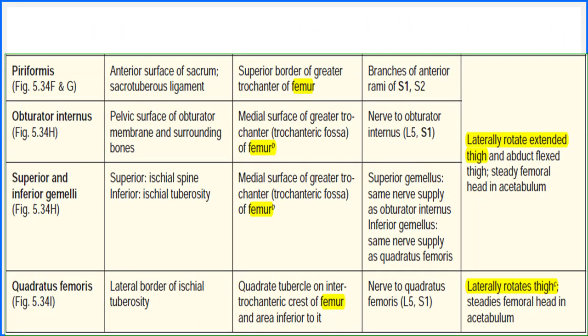All the deep muscles of the gluteal region are supplied by the sacral plexus with the nerve of the same name as the muscle, like nerve to quadratus femoris, nerve to obturator internus.